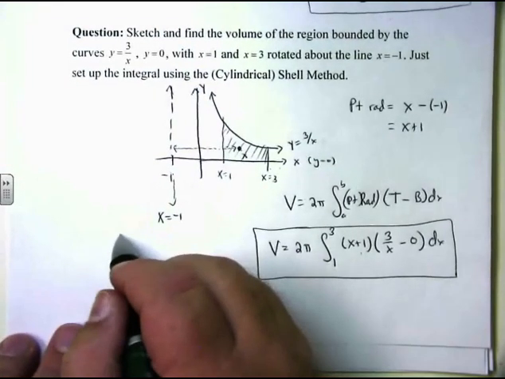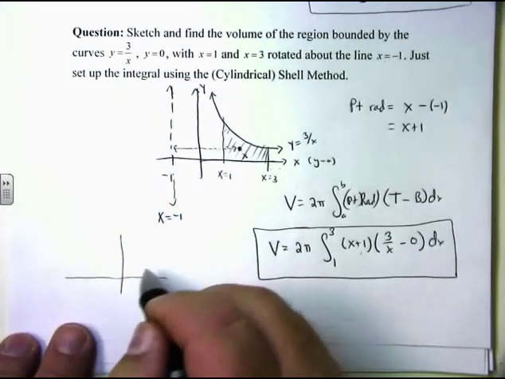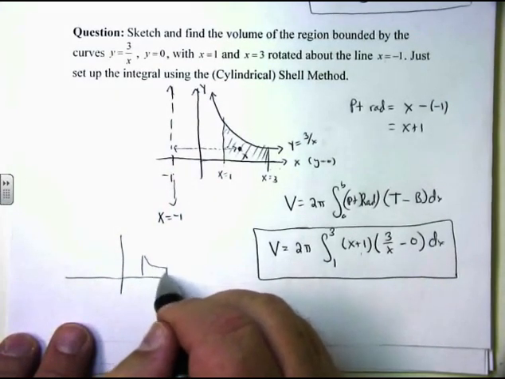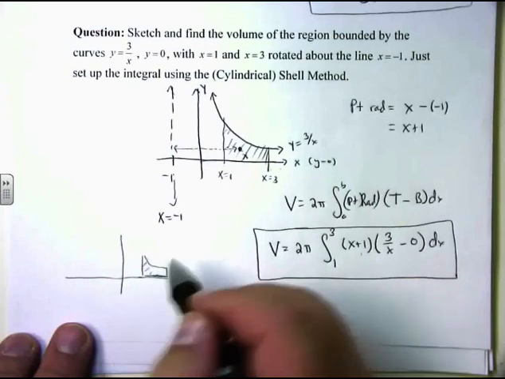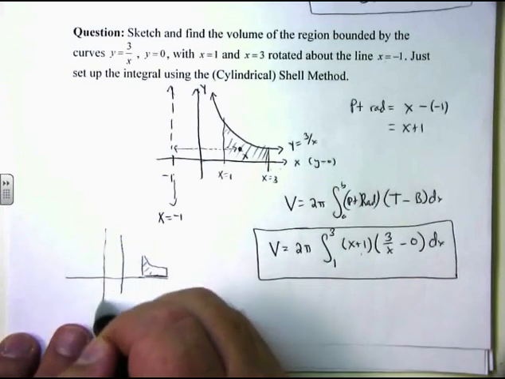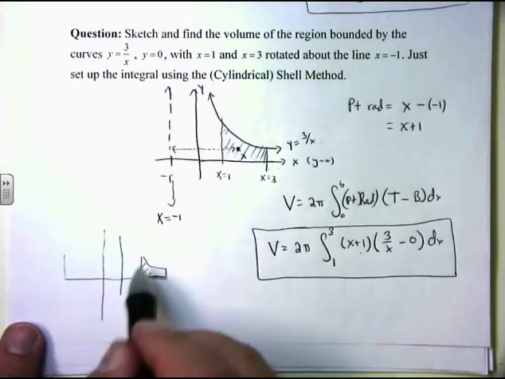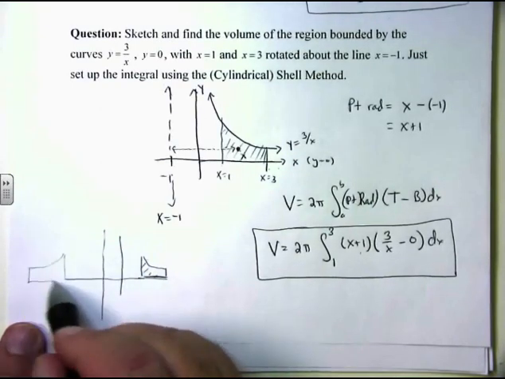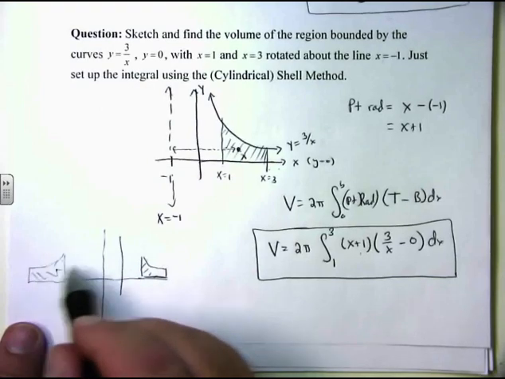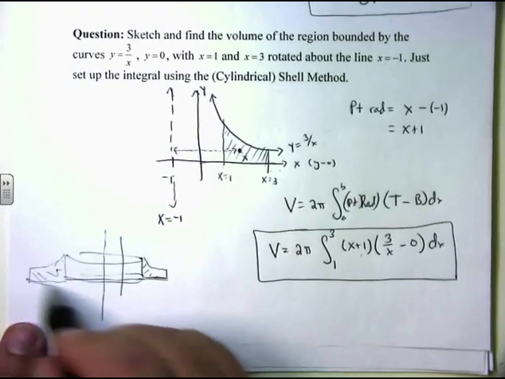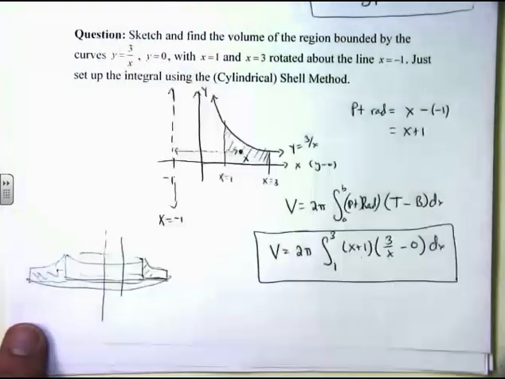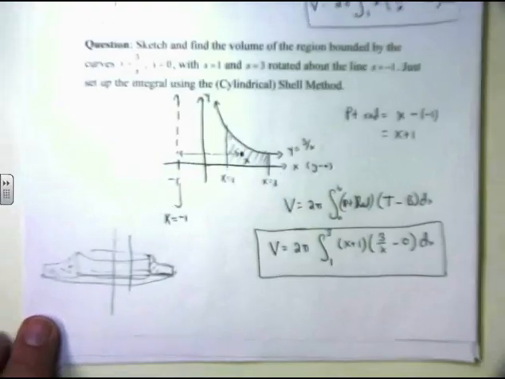And if you draw it out, here's your region. Here's the axis x equals negative 1. And then it's an equal distance on the other side as you rotate it around. So it's going to give you the same picture as before up here, except it's been spread out a little bit more.